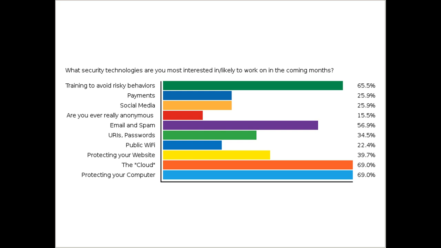4, 3, 2, 1. Wow, so we can see here, Julian, that we've got lots of people looking at training to avoid risky behaviors. That's so funny because we were just talking about this, that people's behaviors, how can we influence or change individuals' behavior? So this is great. This aligns with some of the things we'll talk about. And it looks like we also have protecting your computer and the cloud. Those are the top three. Thank you very much for answering that question. And we've got one more.